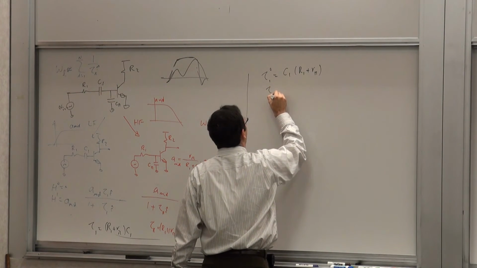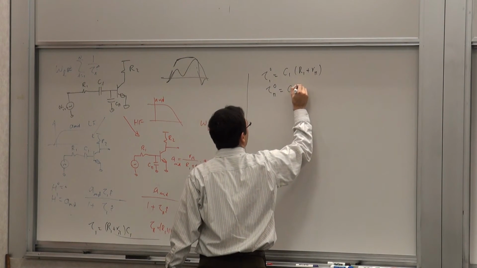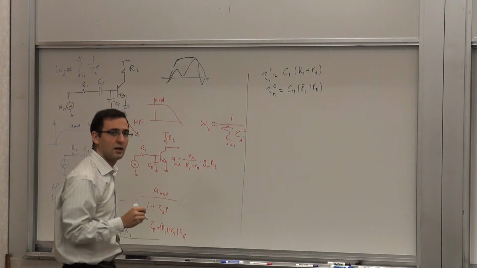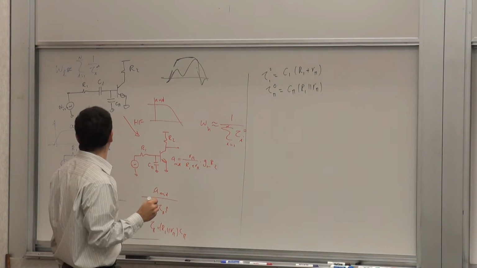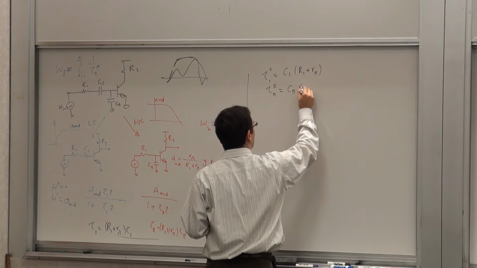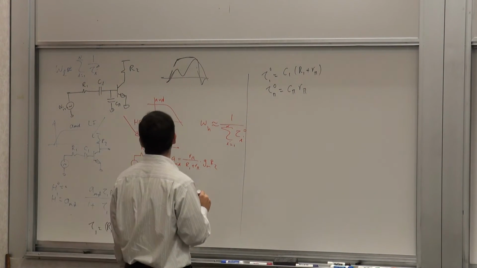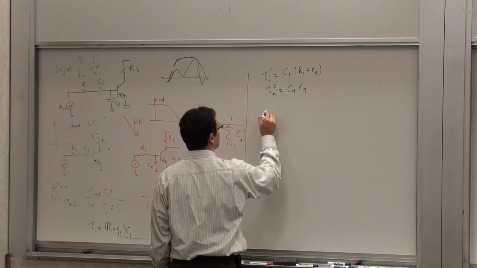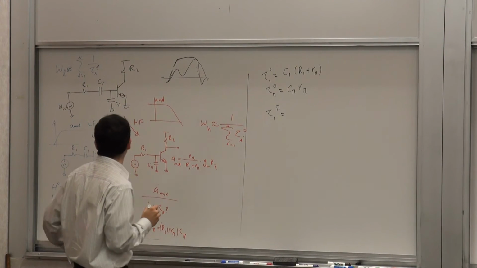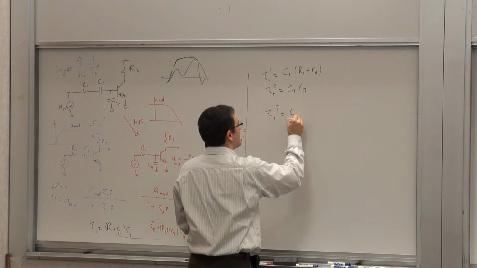And tau pi 0 is C pi times R1 parallel R pi. Okay? Oh yeah, you're right. Actually, I'm sorry. You're right. In this case, it's just R pi. Thank you. And then I have to calculate one more thing. This looks simpler, so I calculate the tau 1 pi. 1 with pi is short, it's R1. So it's C1 R1.